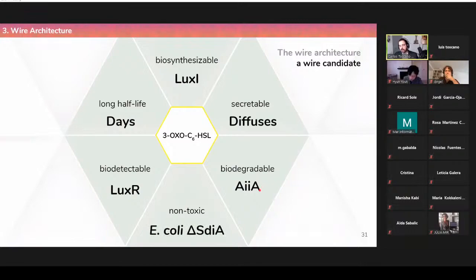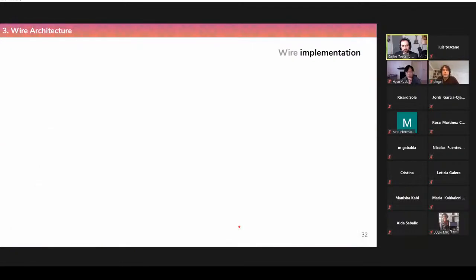It's not toxic, but if we use a specific E. coli knockout and remove the gene sdiA, this specific strain is totally blind to lactones, so it cannot upregulate or downregulate gene expression.